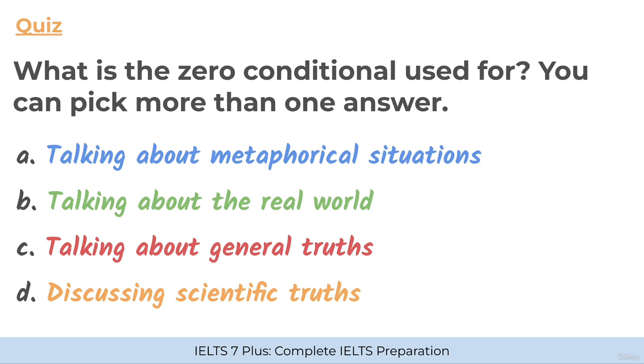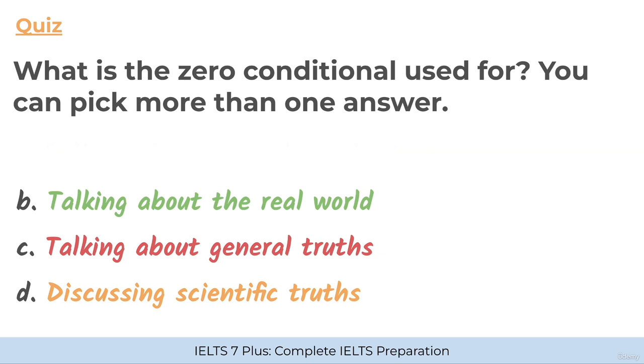Okay, have a look, have a think. Can you remember what the zero conditional is all about? If you can, you're welcome to pick one or more than one, if you think more than one apply to this. Let's have a look. I think for this one, B, C and D are all applicable. So the real world, general truths and scientific facts and truths are what the zero conditional is all about. That's what the focus is there.